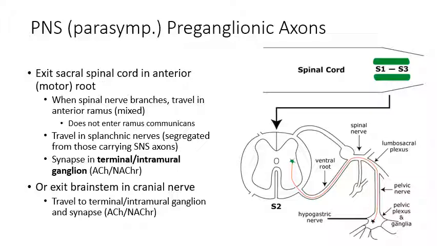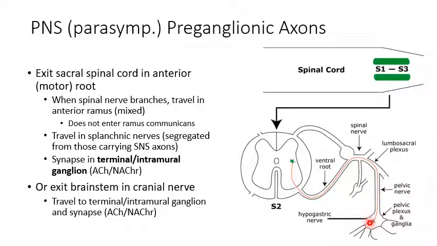If the preganglionic neuron has its cell body in the spinal cord, then its axon is going to exit the spinal cord, traveling along the anterior root of the spinal nerve, and it'll be a sacral spinal nerve. Then when the spinal nerve branches into the posterior and anterior ramus, it will travel down the anterior ramus and then just travel down the nerves until it gets to a ganglion.